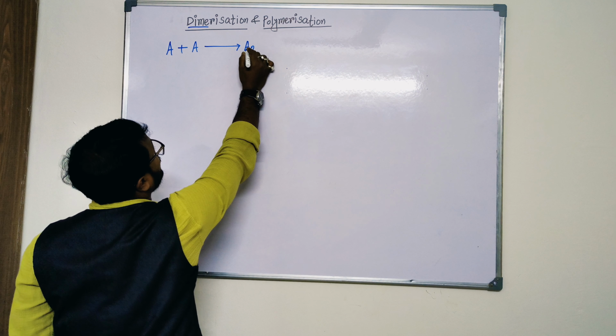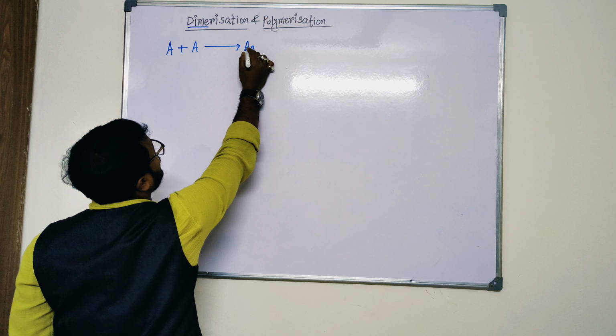But how can bridge bonding be explained? And which are the bridging atoms? These atoms are considered bridge atoms. So is there any condition to form a bridge bond? Yes, there is. Let's discuss the conditions one by one.